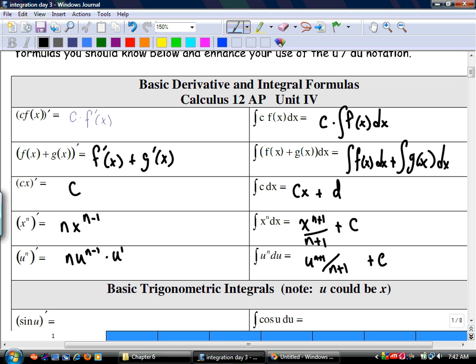I don't know why we put that one there in the notes. I'll have to check with her to see why she put that one there.